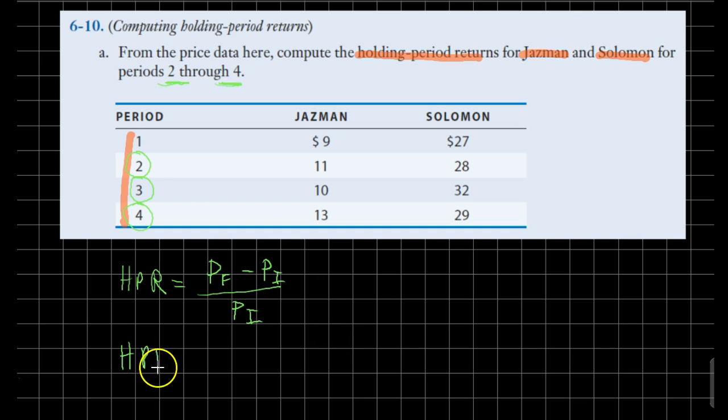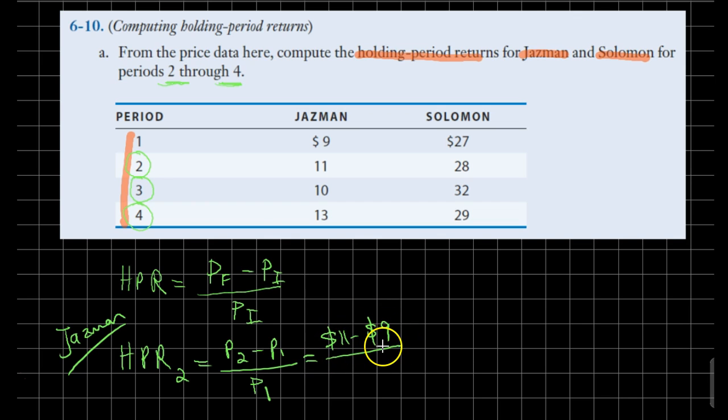So the holding period return for Jasmine for period 2, let's say, would be equal to the period 2 price minus the period 1 price, divided by the period 1 price. Well, the period 2 price is $11 minus the period 1 price was $9, everything divided by $9. $2 over $9. The dollar signs would cancel each other out, and we would have 22.22%. So that would be precisely what we would get for the second period, 22.22%.